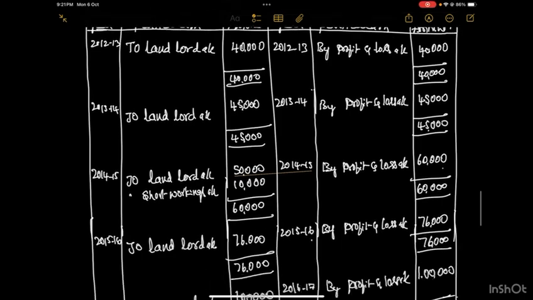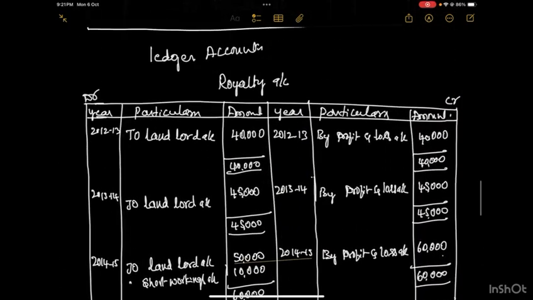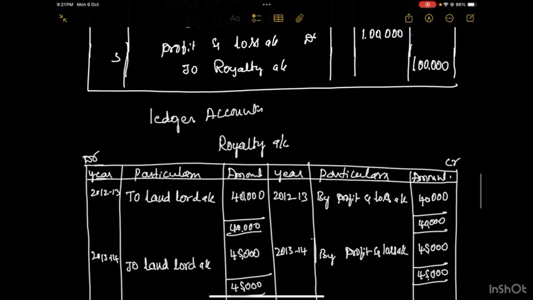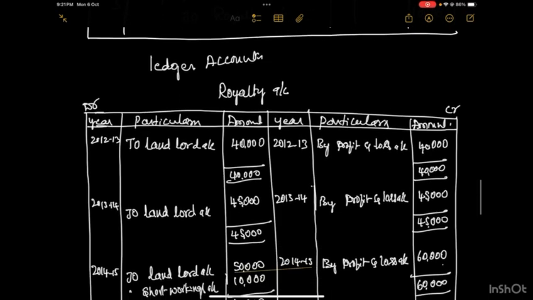So here I have taken the royalty account and short workings account. Whatever journal entries we have done, the posting is to be done to the respective accounts. So the first entry, as usual, we know: royalty account debit, short workings account debit, to landlord. So the royalty account has been debited with the landlord account with the amount due, 40,000. And finally, that has been transferred to the P&L account. So profit and loss account debit to royalty, where the royalty account is credited. So that is done here.